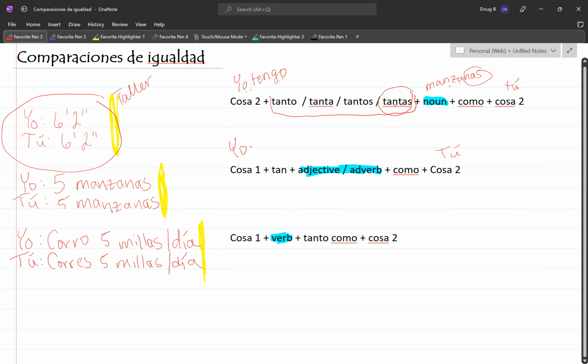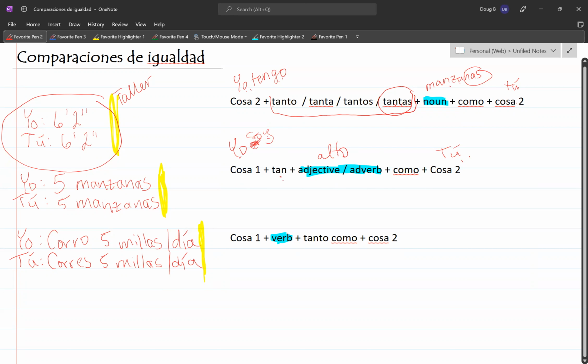We're going to put our verb over here. Tú, yo eres, yo soy. We know our adjective here is going to be alto, which is tall, right? So yo soy tan alto como tú. I am as tall as you. Word for word, it corresponds with English, right?